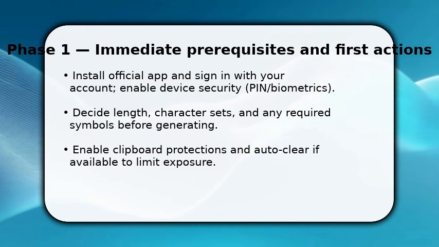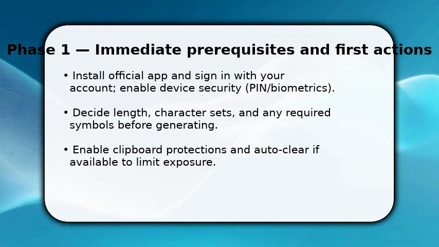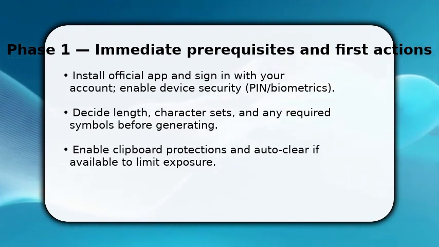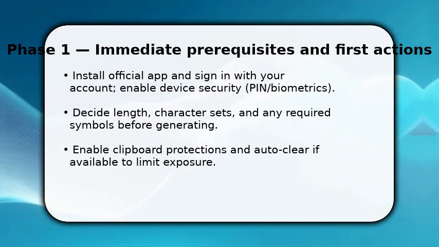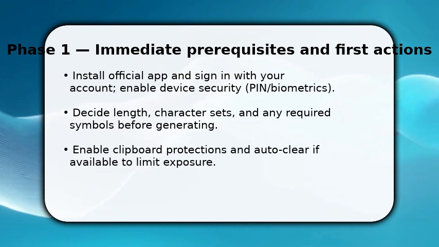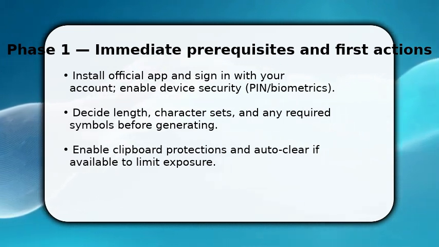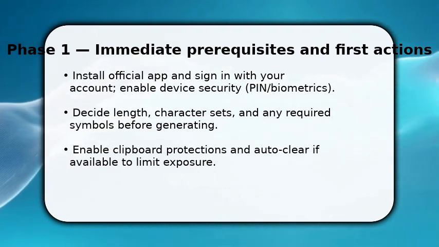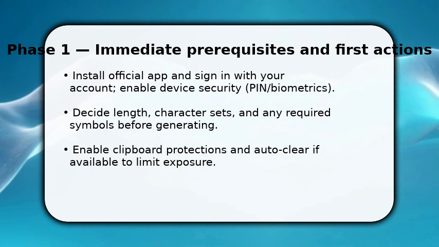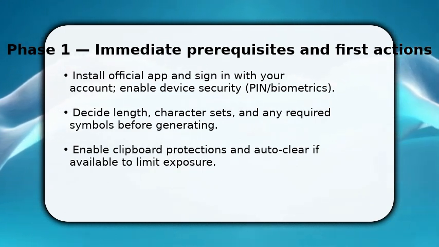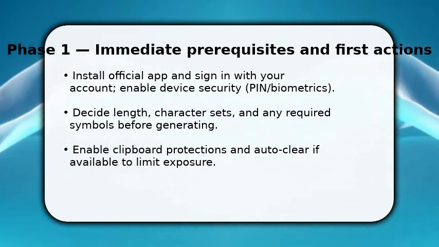You start by launching the Password Generator app and confirming your device security is active. Use a PIN or biometrics. Once done, pick the password length and which character sets you need, uppercase, lowercase, digits, and symbols, so the generator creates what the site requires. Make sure clipboard protection is on and that the app's auto-clear or timeout is set to a short interval to reduce accidental leaks. Don't pause. You want a secure baseline before generating.